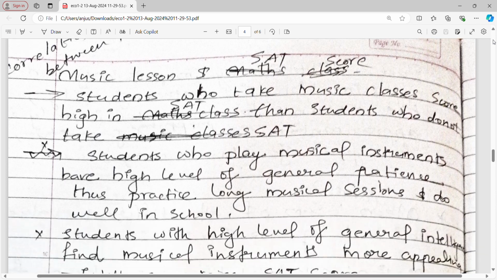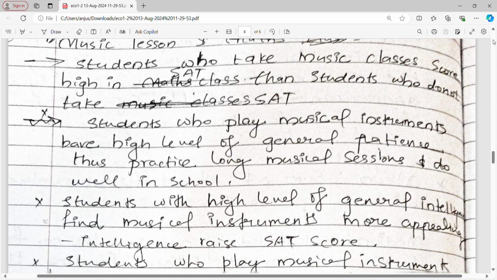Now, the correlation between music lessons and SAT score. We are considering here the SAT score. There are three guesses. The thing here is that students who take music classes score higher in SAT than students who do not take music classes. So here it is music classes, not SAT. Just have a recheck on that.